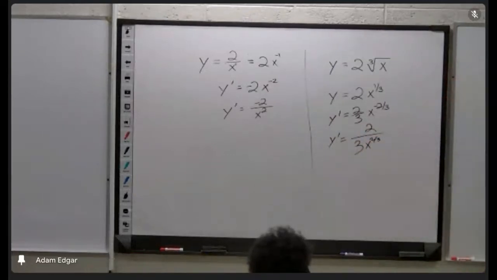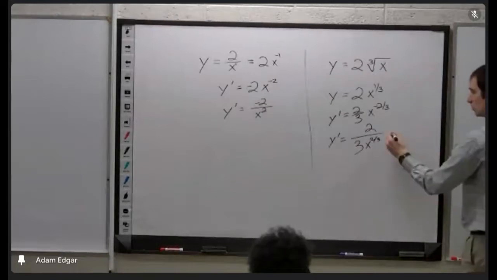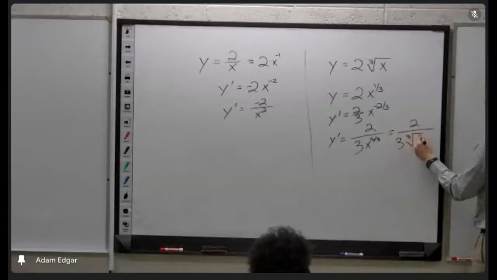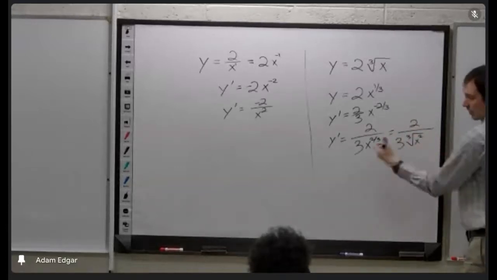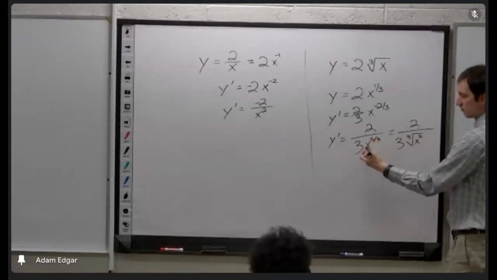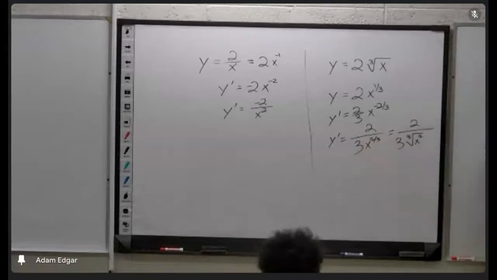So that's good. Some of you turned it back into a radical. So this would be 2 over 3 and then cube root of x squared. Same thing. I'm happy with either of these. I actually kind of prefer leaving it in exponential form because in general, I think that's easy to work with. But if you prefer radicals, that's your call. Next one.